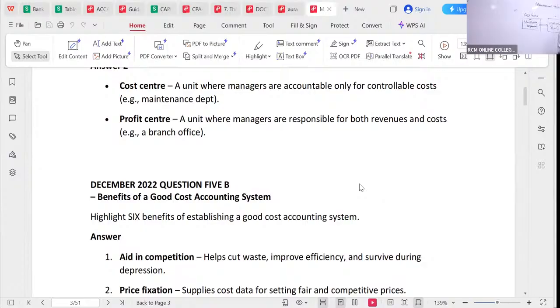Yes, this is topic number 1, and it's applicable for ATD and CPA.